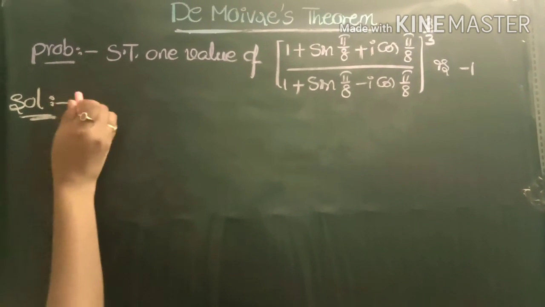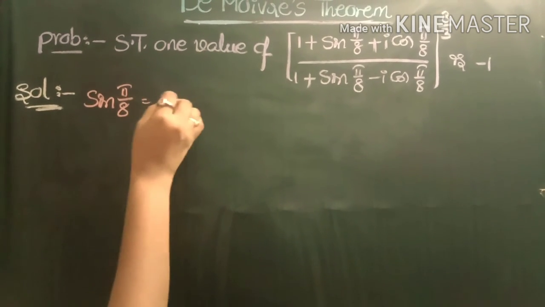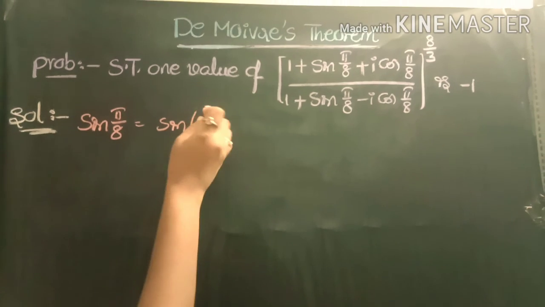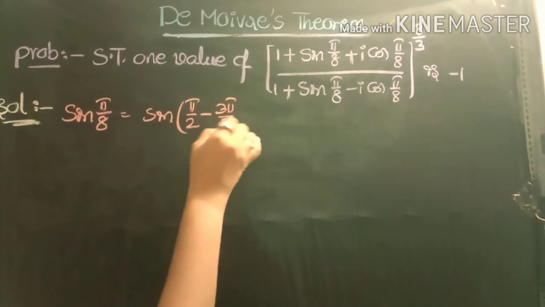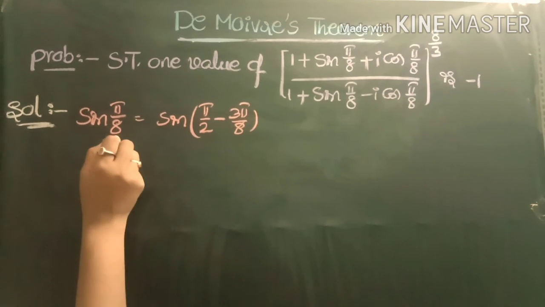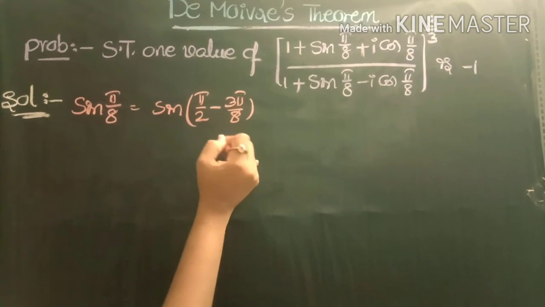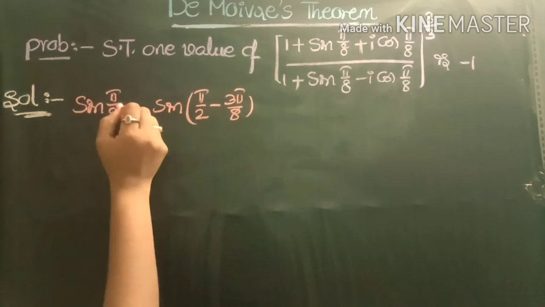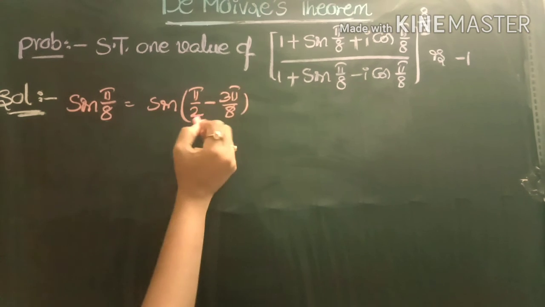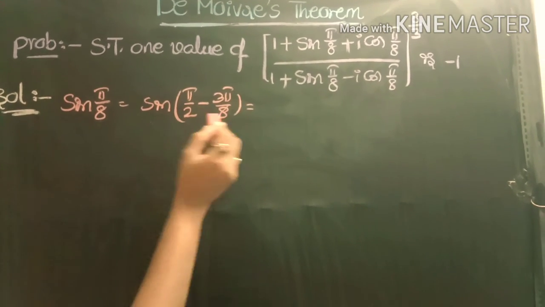So first the value of sin π/8. In place of π/8 we take the value π/2 minus 3π/8. So here π/2 minus 3π/8, taking LCM, 8 is the LCM, so 4π minus 3π by 8, that is π/8. So π/8 is nothing but π/2 minus 3π/8, and this is equal to, now this is in the form of sin(90 - θ).